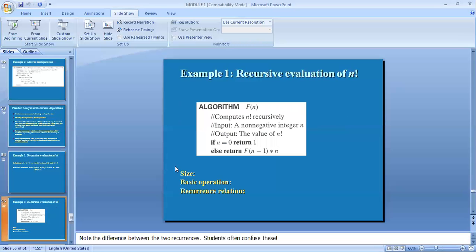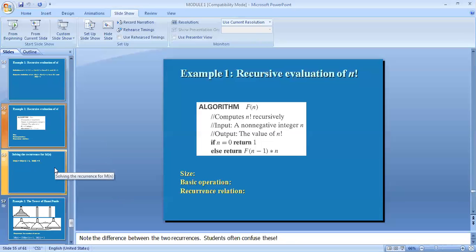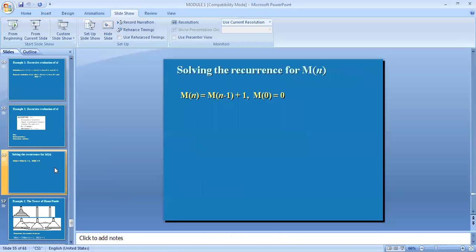Let us look at the simple recursive evaluation for n factorial, f of n. If n is equal to 0, it returns 1, or else it returns n into f of n minus 1. So the function f is called again with the value of n minus 1, and again n minus 2, again n minus 3. When it becomes 0, it returns 1. Usually the stack data structure is used to solve this kind of recursive evaluation. So m of n is equal to m of n minus 1 plus 1, and m of 0 is equal to 0.